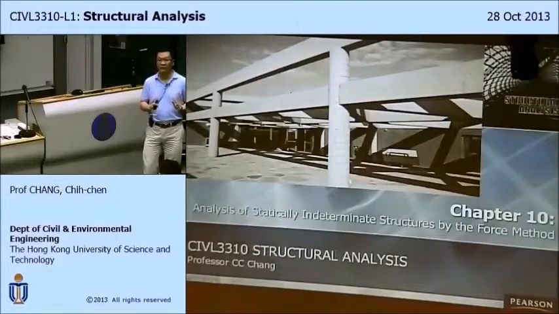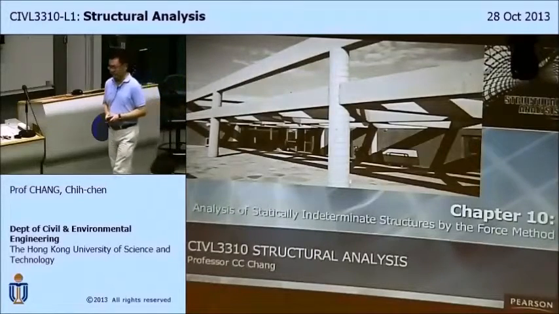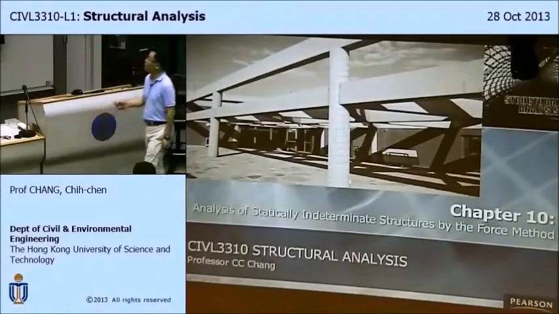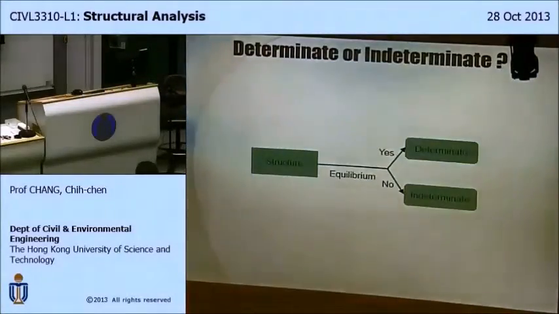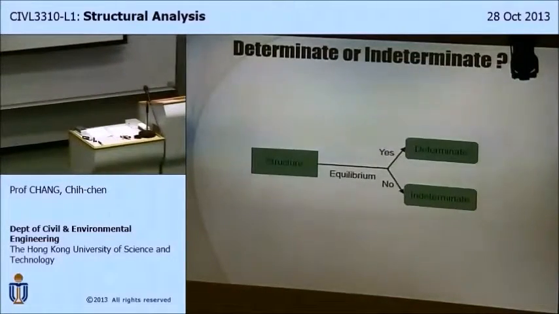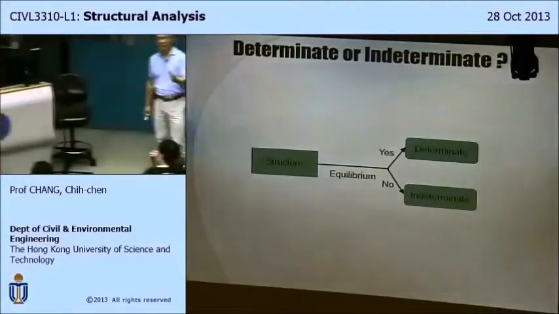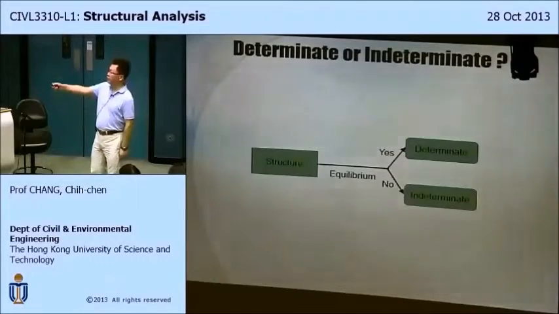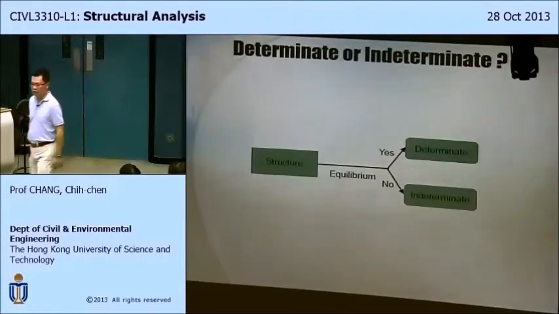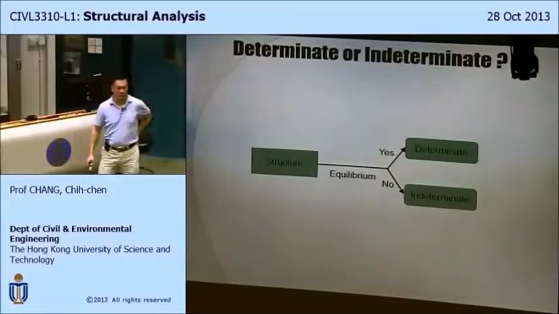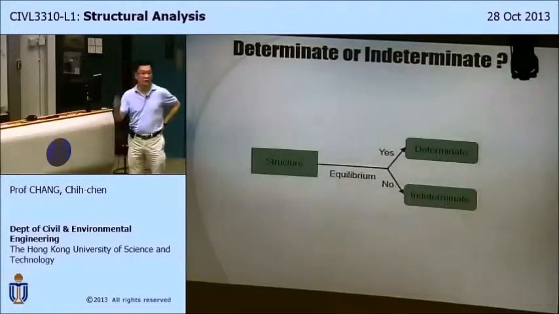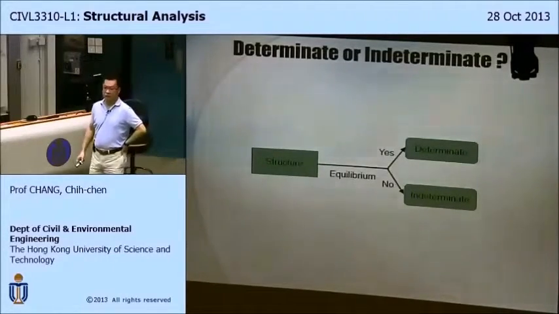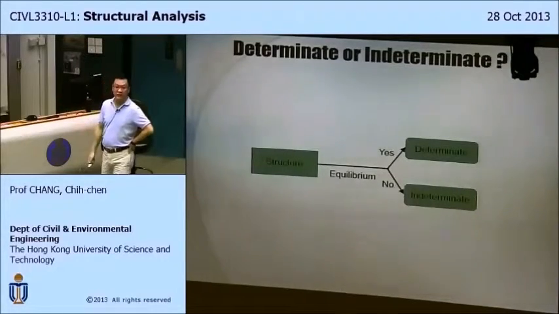That is obviously very important because all the structures that you see around you are indeterminate. So, reminding you, how do you distinguish determinate structure from indeterminate structures? The condition is whether you can solve the structures by equilibrium conditions alone. If you can solve your structures by equilibrium conditions, then that is classified as determinate structures. If not, then it's indeterminate structures.